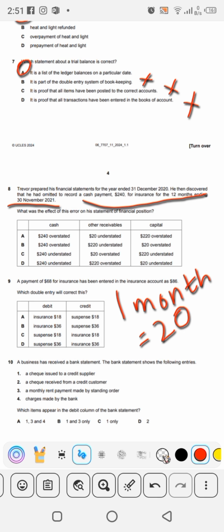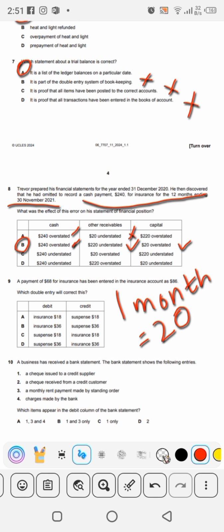So the year ending on 31st December 2021 has only 1 month of payment of insurance, which is 240 divided by 12. Then what was the effect of the error on his statement of financial position? Cash will be overstated by 240 because other receivables will be understated by 220, and capital will be overstated by 20.